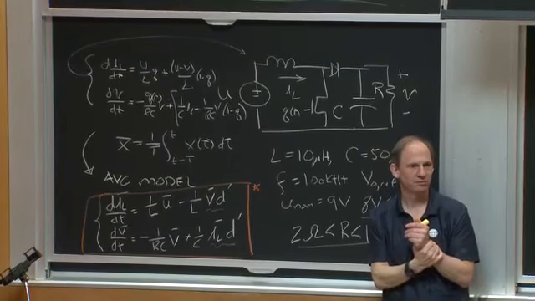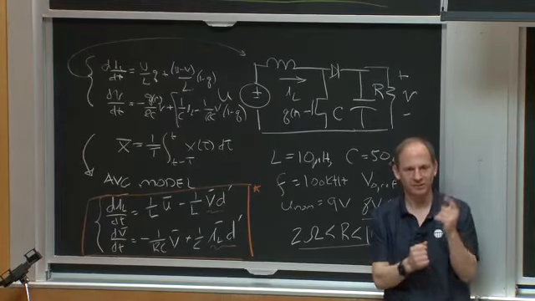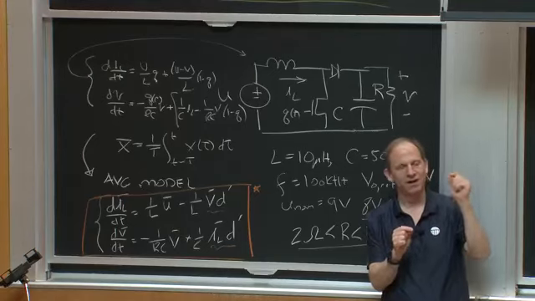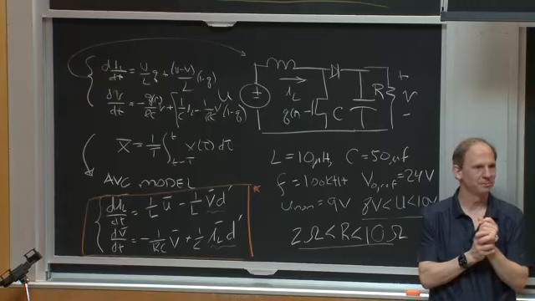What do I do? What do I do to my duty ratio? I increase it, right? So suppose at some point I said, no, 10 volts isn't good enough. I want to go to 20 volts. I will step my duty ratio up.